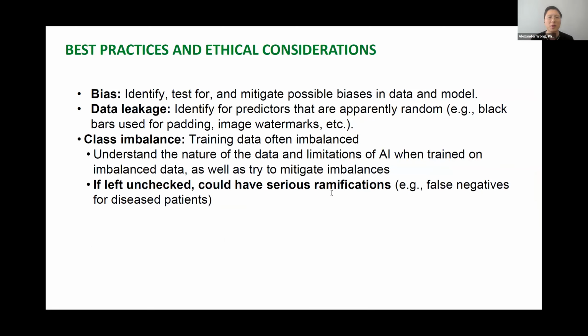Bias becomes very important. We really need to understand, identify, test for, and mitigate potential biases in data and model. And explainability becomes a very core part of it. Data leakage becomes important. We need to make sure we identify the predictors that can appear to be random, but actually lead to predictions in a biased way. So things like black bars used in padding, image watermarks, embedded text in X-rays, and so on. And last but not least, class imbalance becomes important. Training data is often imbalanced. So really understand the nature and the limitations of AI when trained on imbalanced data, as well as ways to mitigate these imbalances. Because if left unchecked, it could have very serious ramifications.